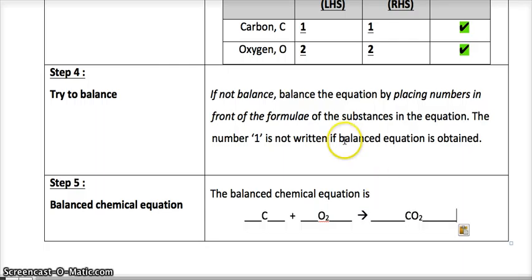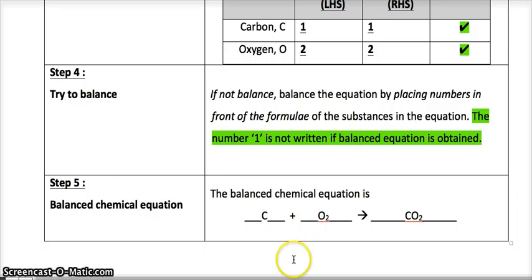In chemistry, the number 1 is actually not written if the equation is already balanced. Which means to say there is actually no need for you to put a 1 in front of carbon, oxygen, and carbon dioxide. It's understood that 1 unit of carbon reacts with 1 unit of oxygen to form 1 unit of CO2. It's understood, so there is no need for you to write a number 1 in front.